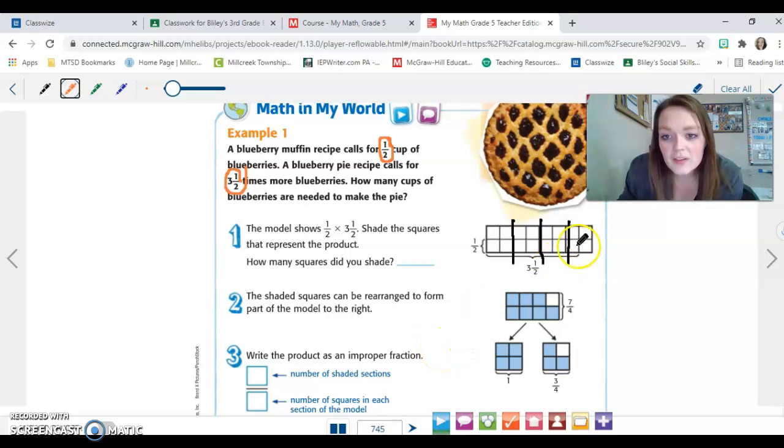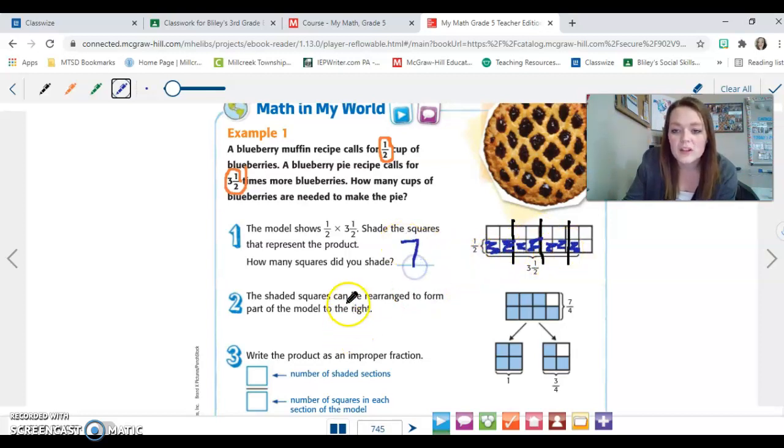What we're going to do is they did separate this into 4 different sections for us, which will be very important. And we have one, this is going to be one whole up and down. We're going to shade in 1/2, and we are going to shade in 3 whole sections. And then we have 1/2 left over. So we have 1/2, 3 sections, and 1/2. That is multiplying it together. How many boxes are shaded in? 1, 2, 3, 4, 5, 6, 7. We shaded in 7 squares.